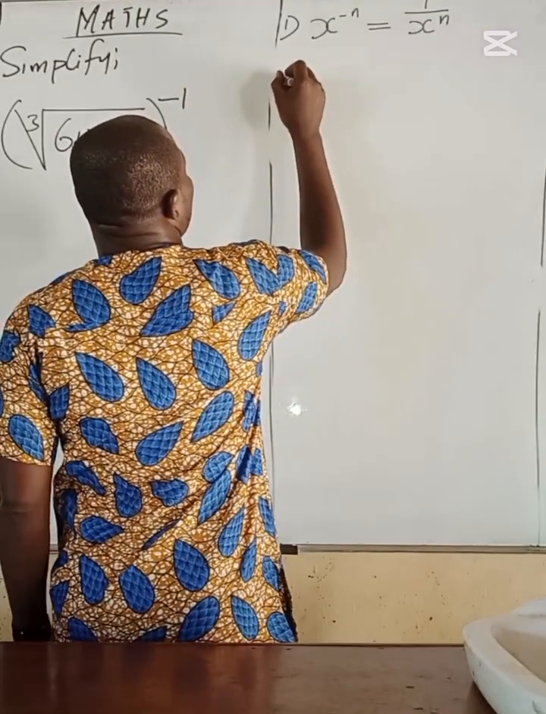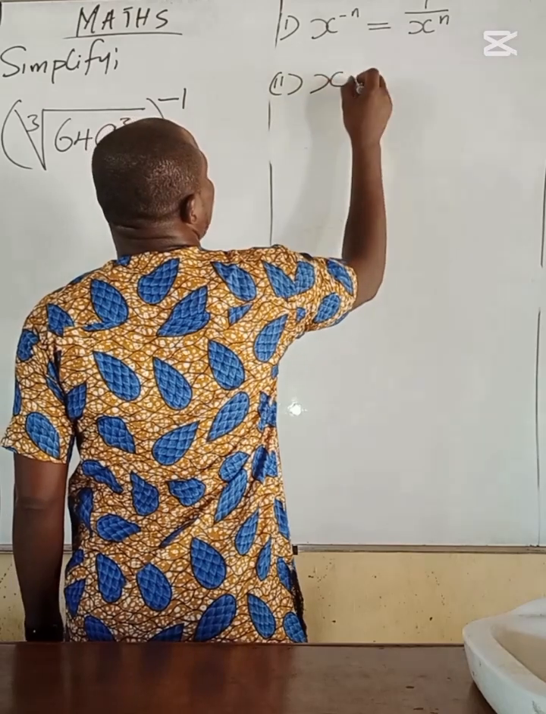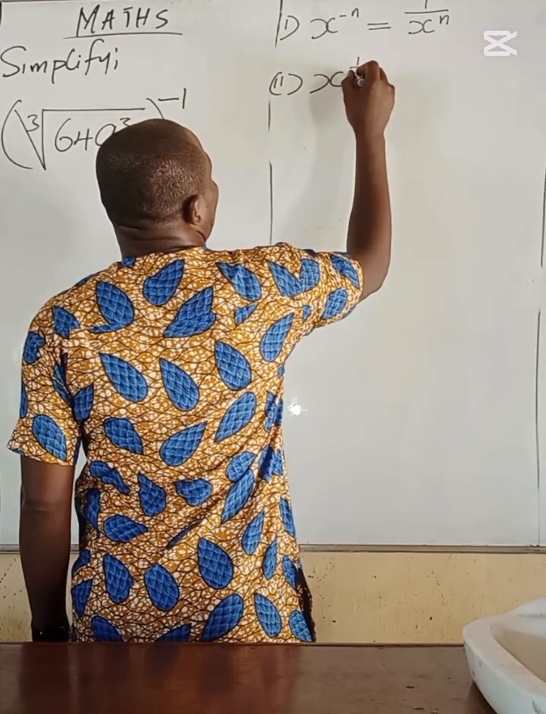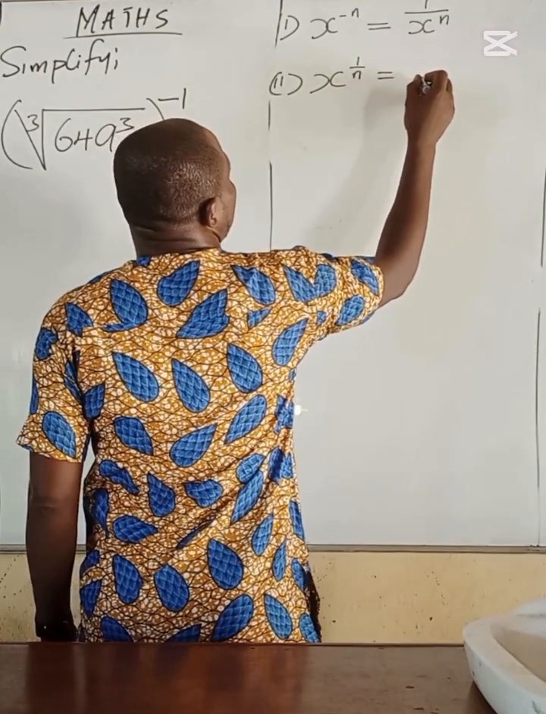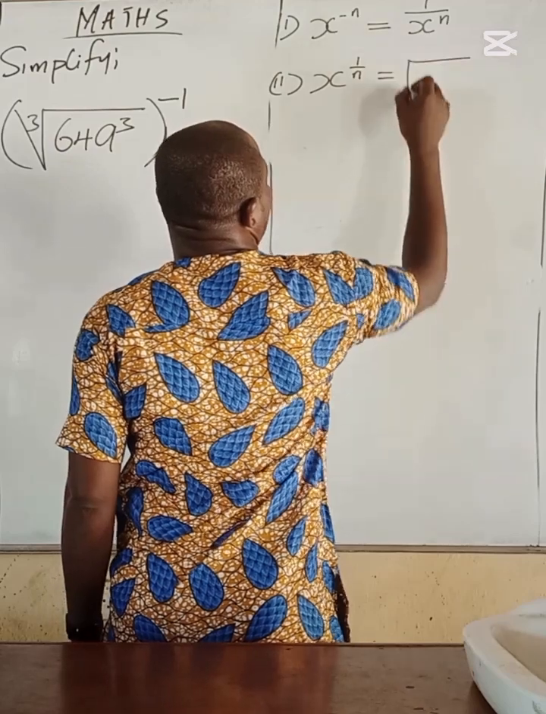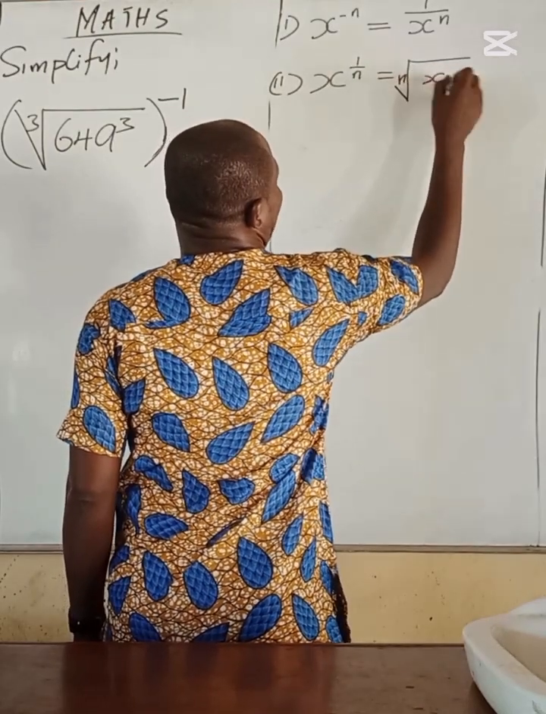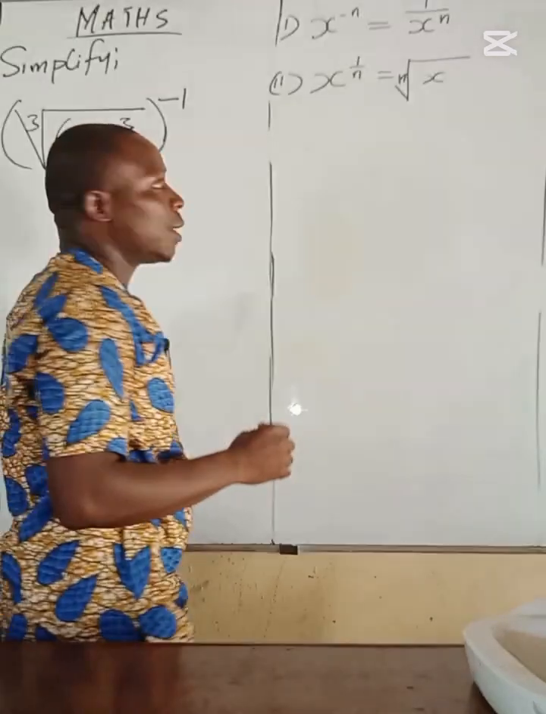The second one, if we have x raised to power 1 over n, this is the same thing as the nth root of x. Okay? So you take the second one.